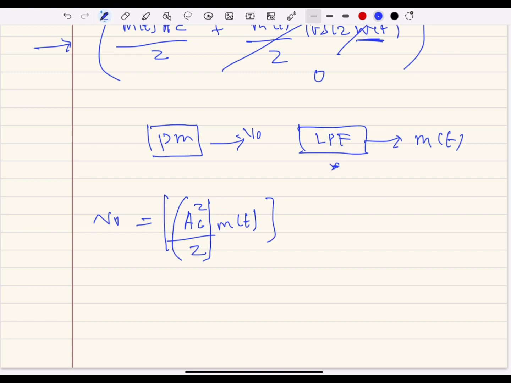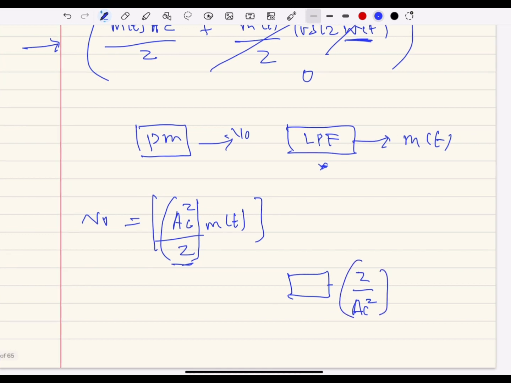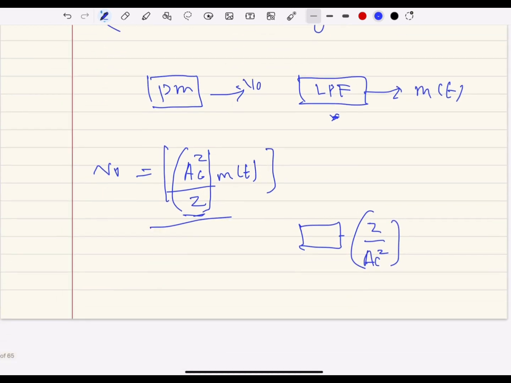Looking at this stage, if you want to eliminate this DC value, you can pass the resultant output of the filter into a multiplier, and the multiplier must have a gain of 2 over AC squared. Therefore it will help us remove the DC gain, leaving the final one to be what?